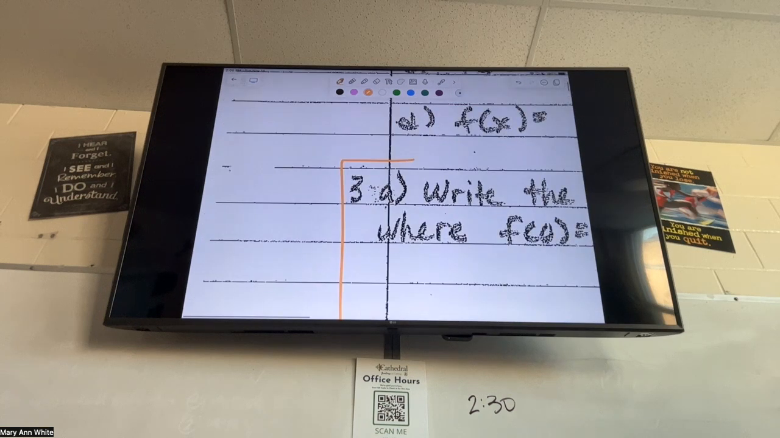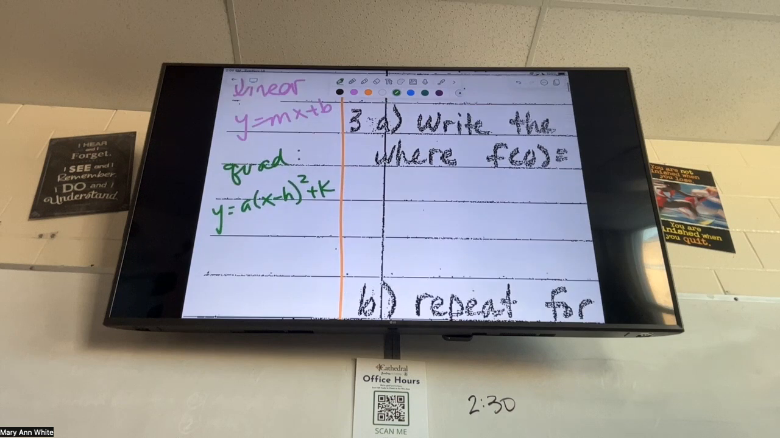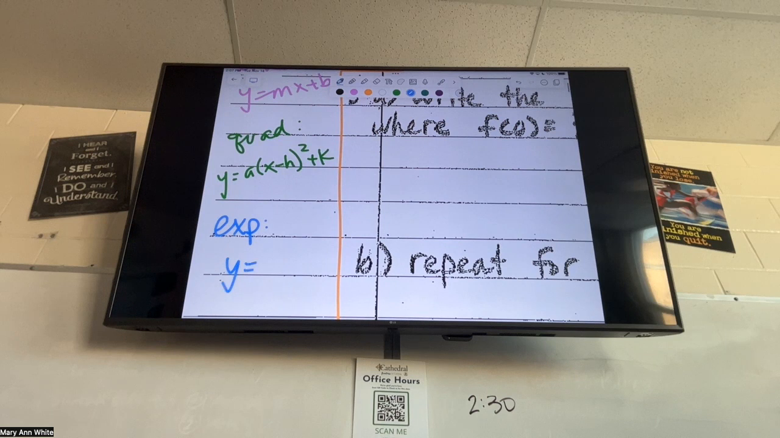So if you remember, we did linear functions and we used our generic y equals mx plus b. We did our quadratic ones and we did y equals a times x minus h squared plus k. Do you remember doing these? Okay, now this one, I have a generic formula for this one as well, okay? This one, my exponential, we're going to use y equals a times b raised to the x. Y equals a times b raised to the x. I need you to know that.